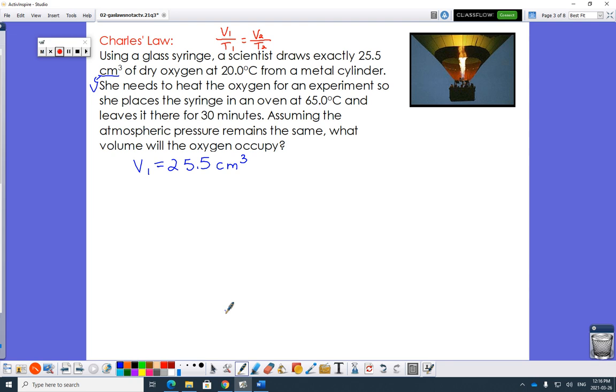Of dry oxygen at 20 degrees Celsius from a metal cylinder. So our first temperature is 20. She needs to heat the oxygen for an experiment, so she places the syringe in an oven at 65 degrees Celsius.